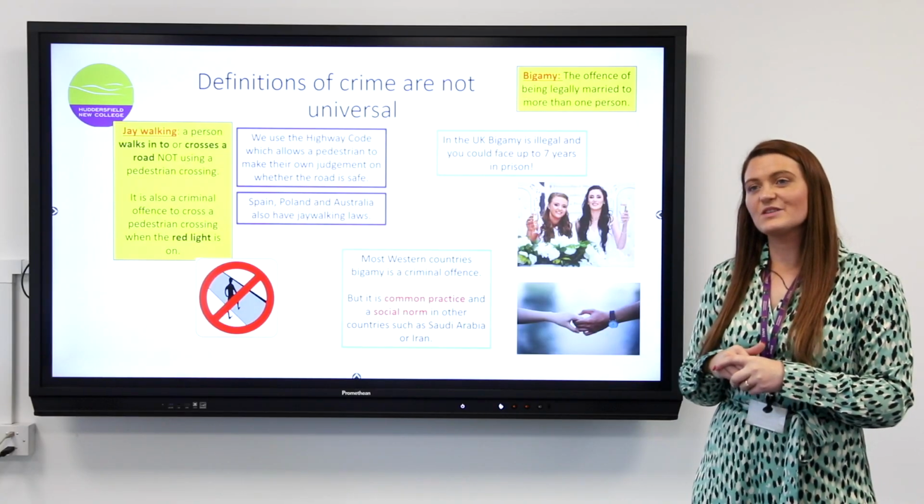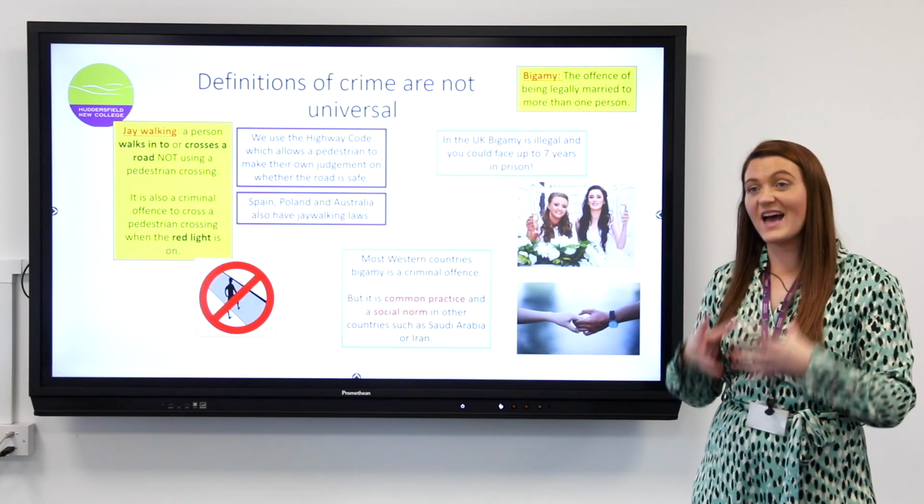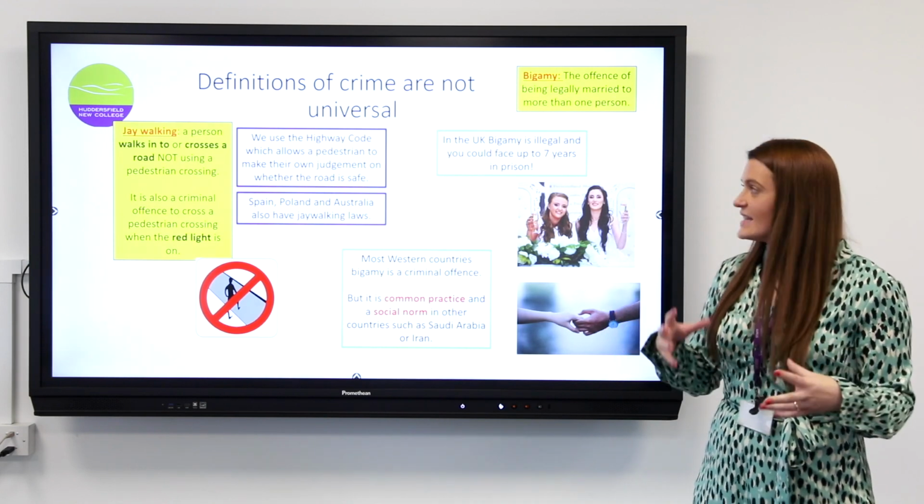On this slide, I want to look at how there's other definitions of crime that are not universal. Let's look at the idea of jaywalking. That's a term that we wouldn't use in the UK. Jaywalking is not a crime. But in countries such as the United States of America and Australia, they have jaywalking laws. Jaywalking is the process of somebody walking into the road or crossing the road without using a pedestrian crossing.